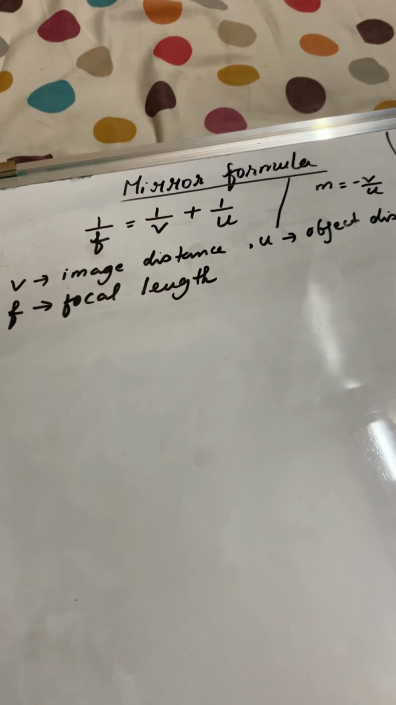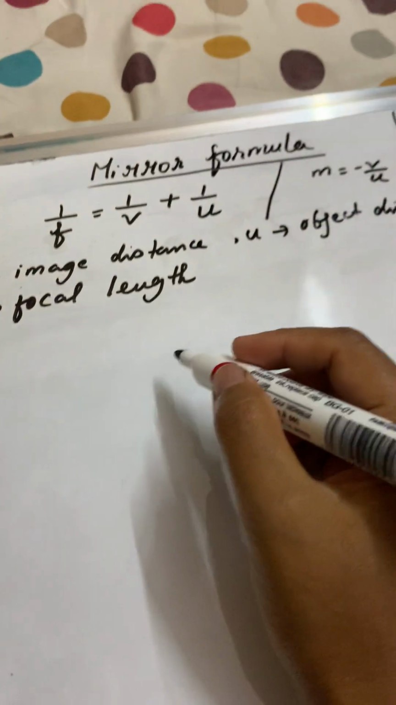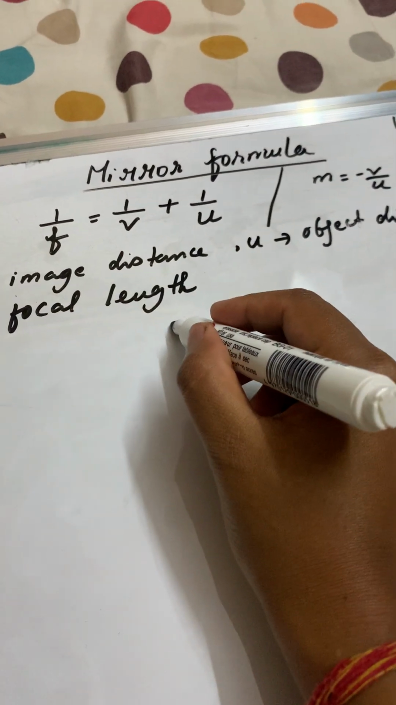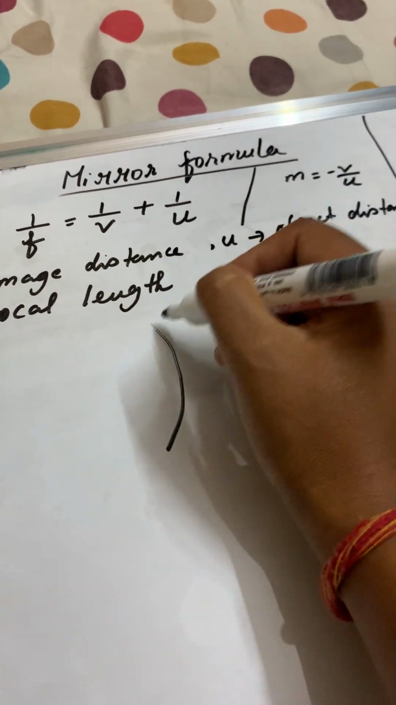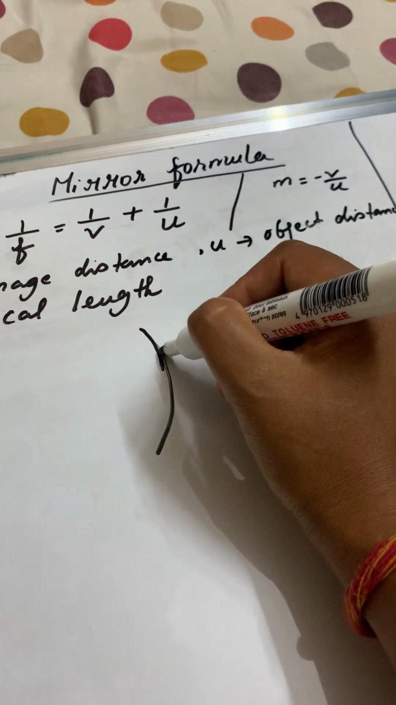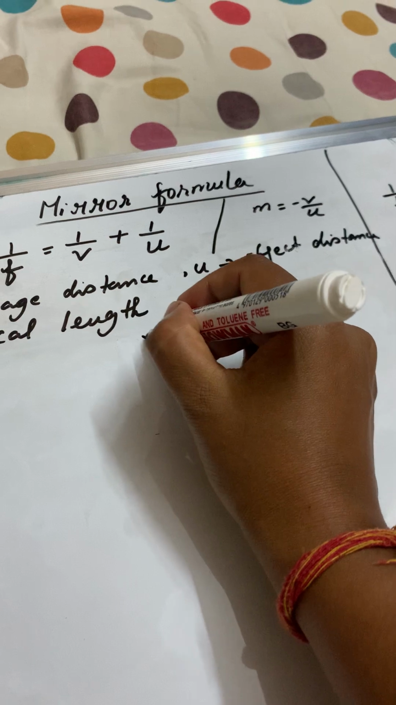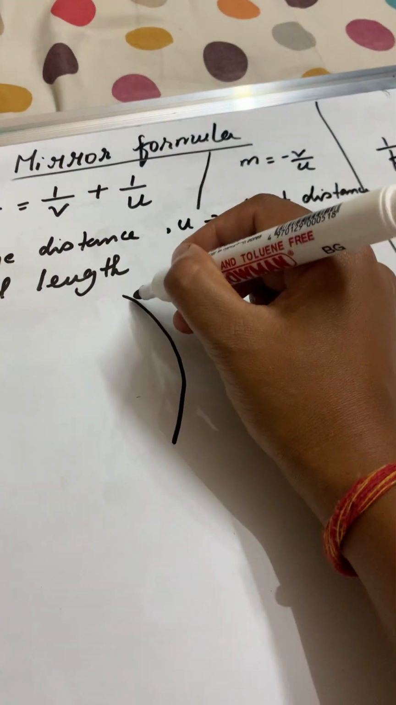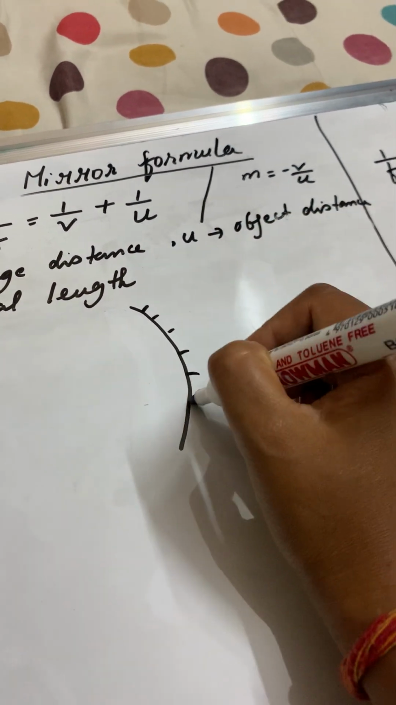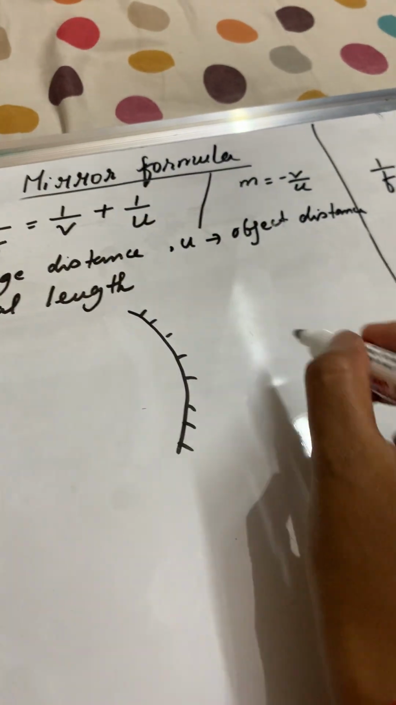Now, what is this? Let us see in detail. Suppose here is a concave mirror. Now you will be remembering what the parts of the mirror are.